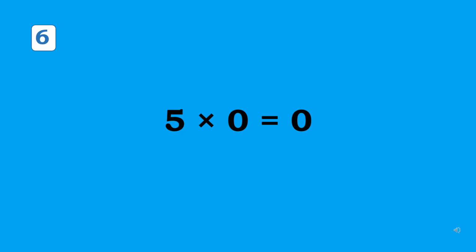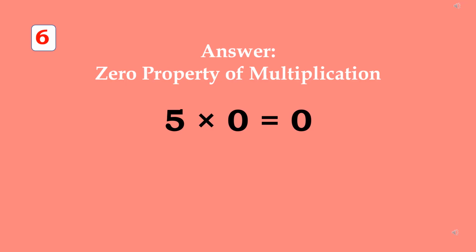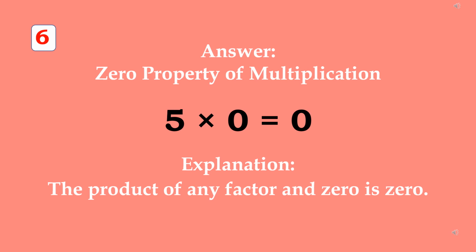The next property is 5 times 0 equals 0. What property is this? The answer is the zero property of multiplication. The product of any factor and 0 is 0.